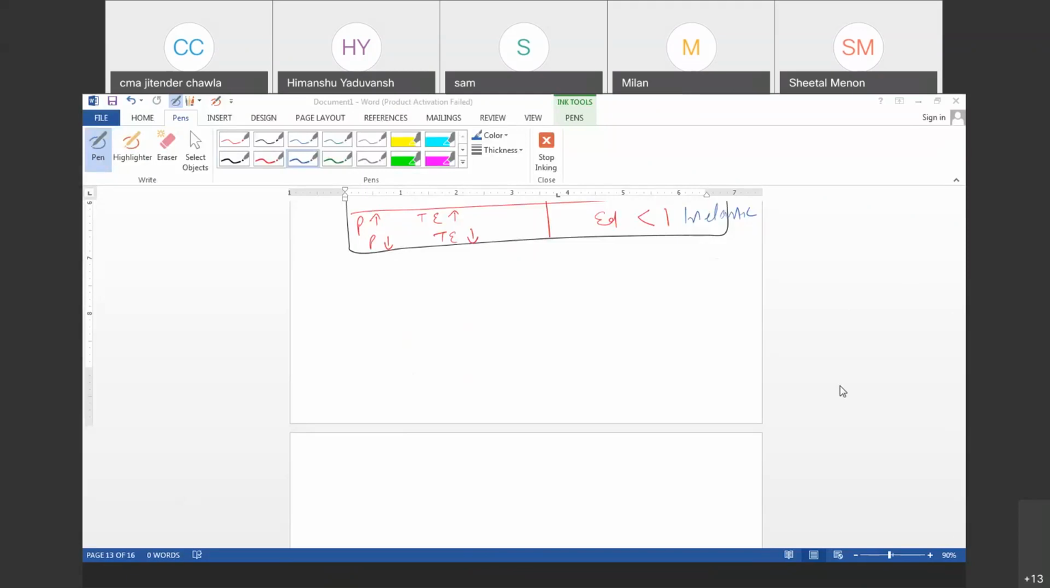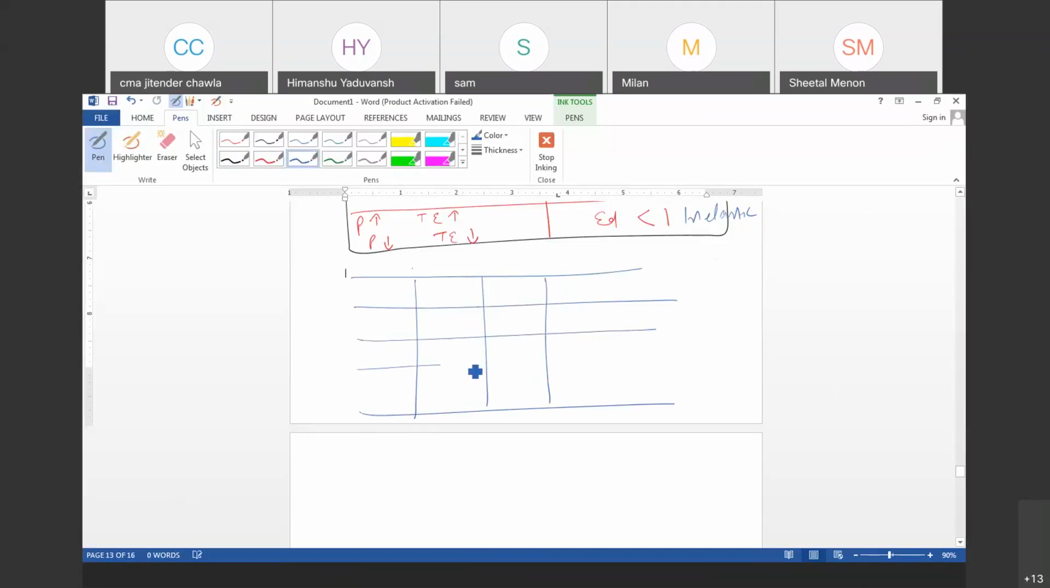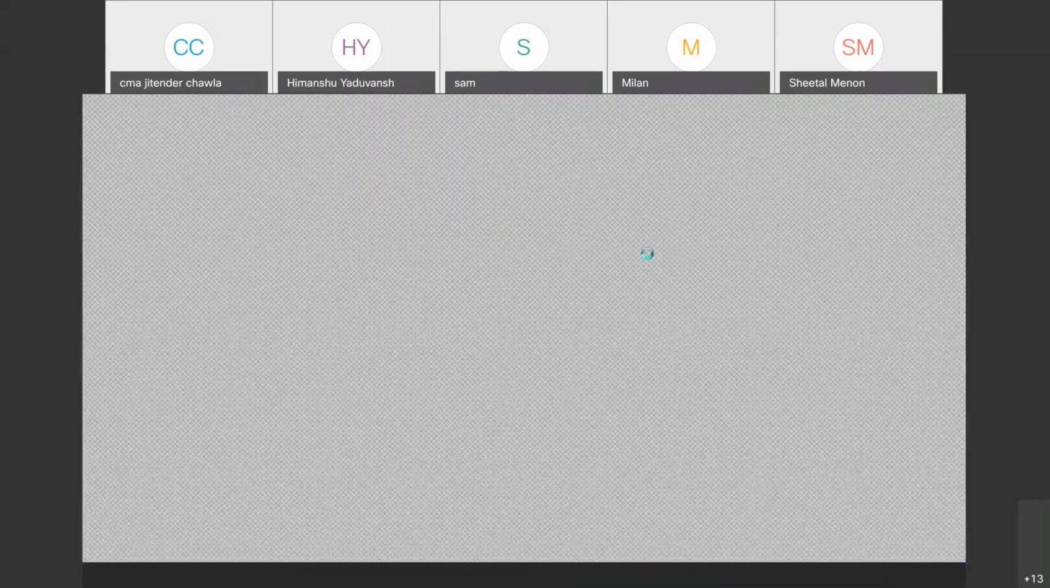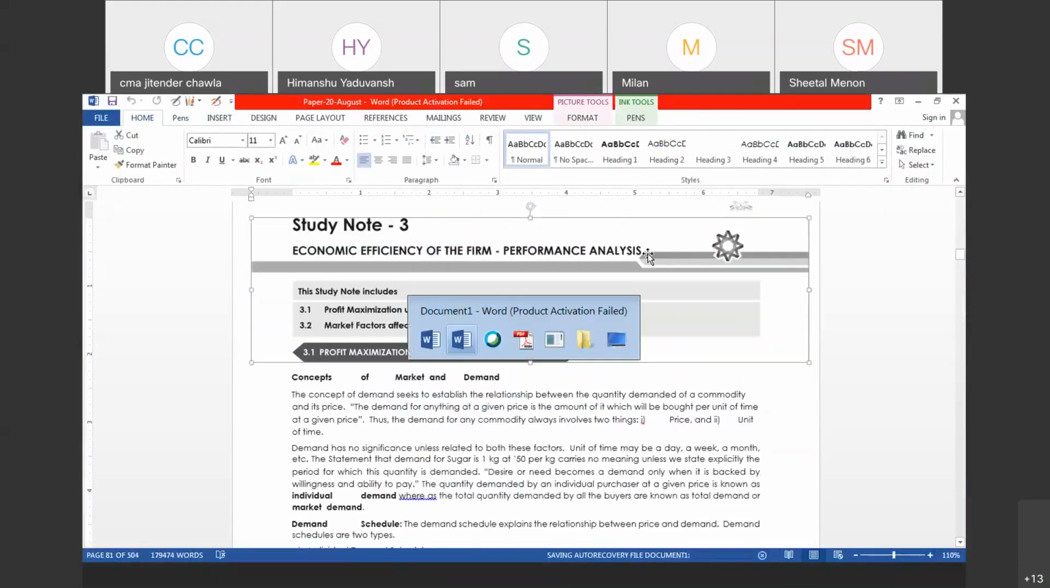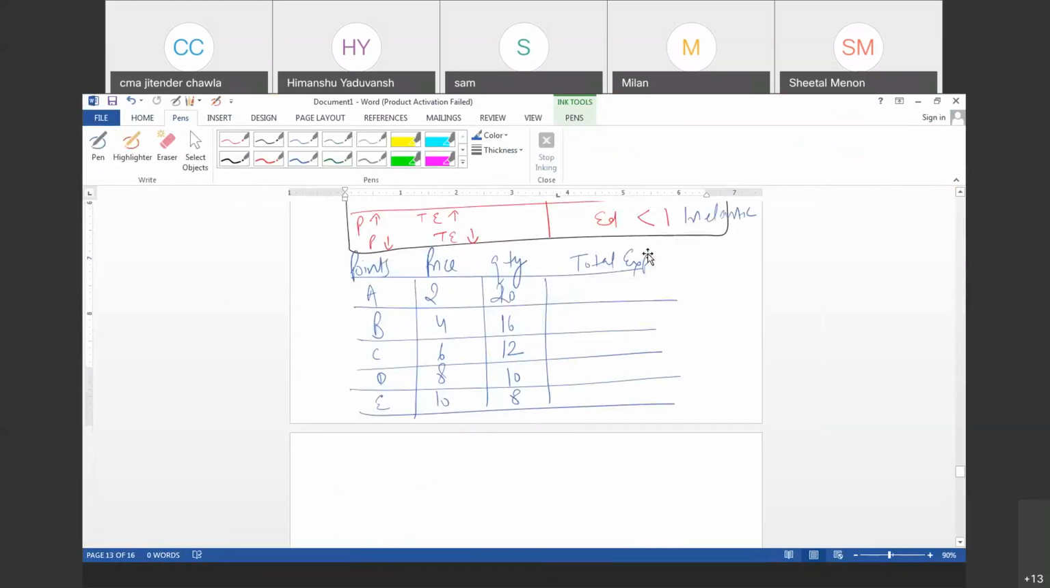Okay. Let's begin a numerical question. So these are different points given to me. This one price, this one quantity. Points A, B, C, D, E: price 2, 4, 6, 8, 10; quantity 20, 16, 12, 10, 8. Now just consider total expenditure. What is total expenditure?